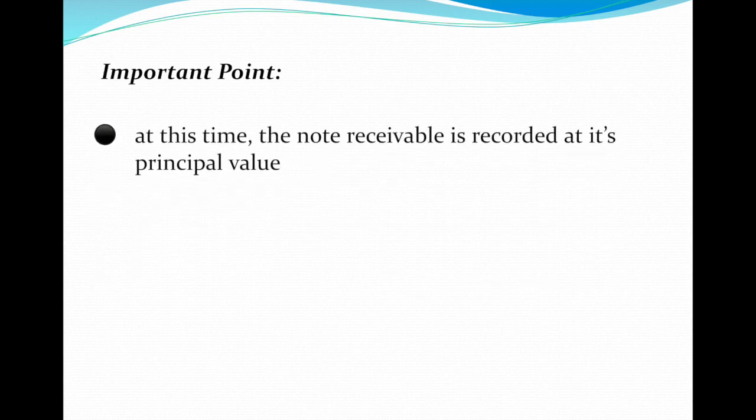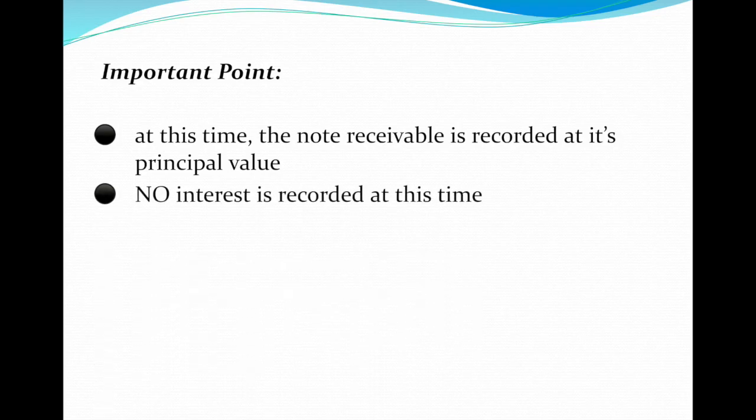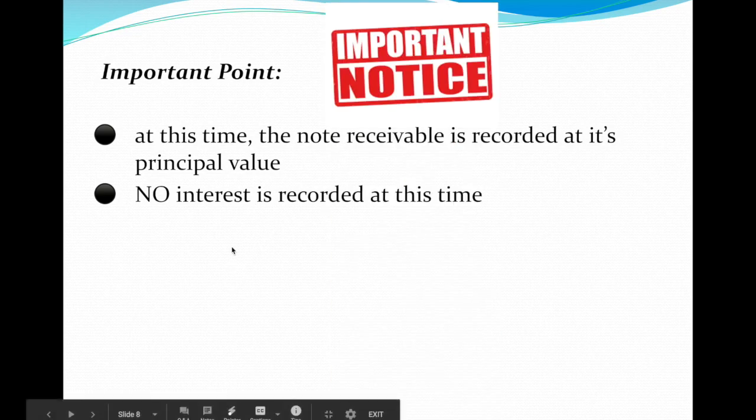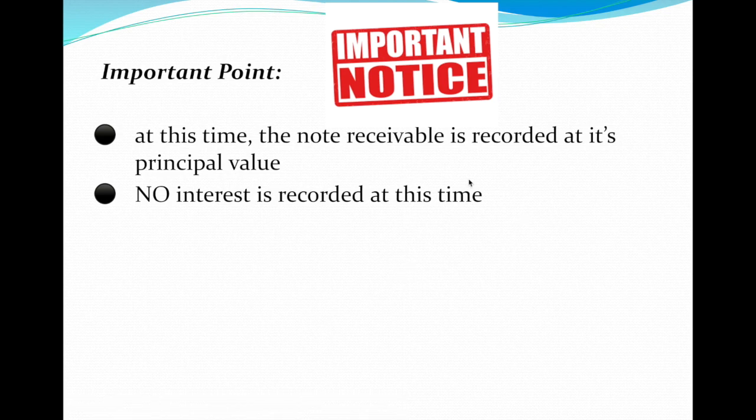Okay, important point. At this time, the note receivable is recorded at its principal value. No interest is recorded. So interest is earned over time. You guys know that. And so at the time of issuing the note, no time has passed yet, so we don't get any interest at that point. Interest is then usually added on by adjusting entries depending on what period you're in. And then when the note is paid back or defaulted, we deal with interest again.